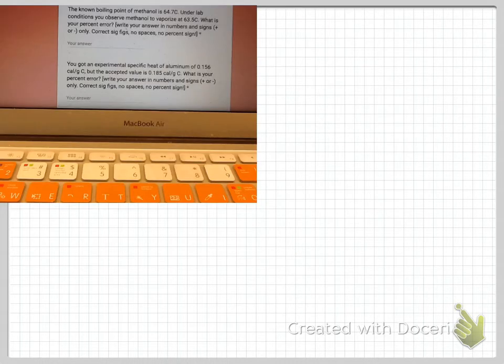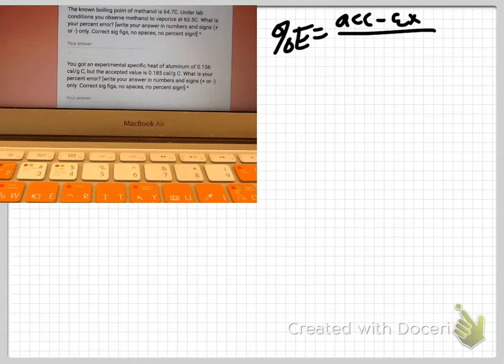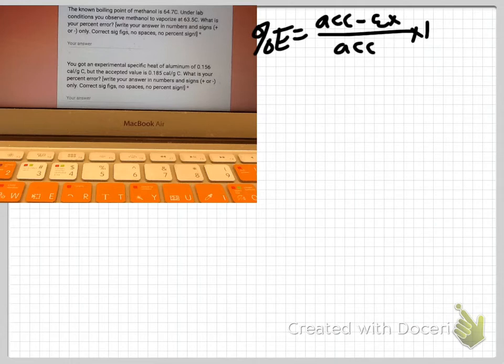On the third one, you got an experimental specific heat of aluminum of 0.156 calories per gram Celsius, but the accepted value is 0.185 calories per gram Celsius. What is your percent error? Same basic setup. We know that percent error is the accepted value minus the experimental value divided by the accepted value, all times 100 to make it into a percent.